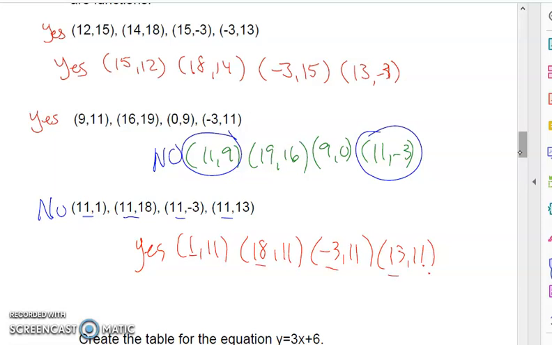exactly one answer. Again, just because the y is the same number, that only means that the points which are creating a line make a horizontal line. There's no slope to it, so you keep getting the same answer over and over again. But it's still a function.